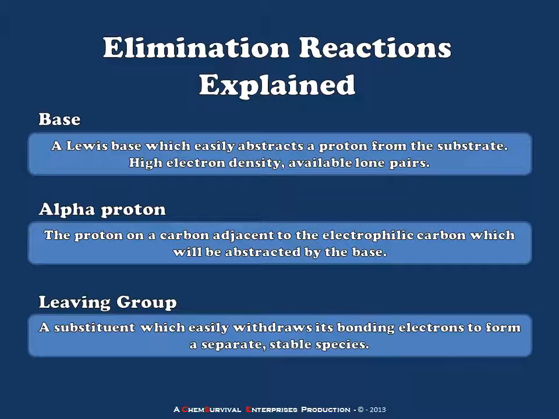And finally, the leaving group, which just as in substitution is going to be a substituent which easily withdraws its bonding electrons to form a separate stable species. So now that we've defined the important characters and players in these elimination reactions, let's take a look at a few generic examples.